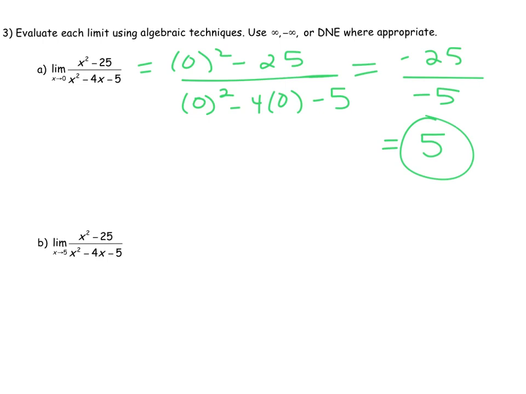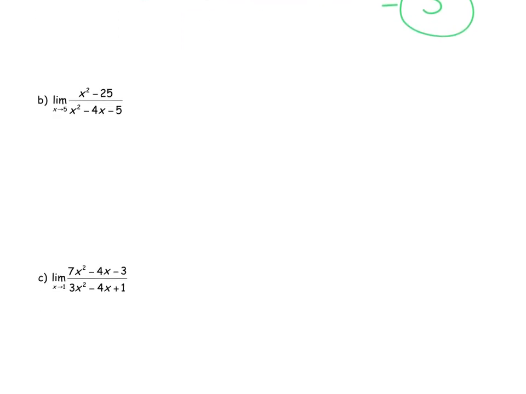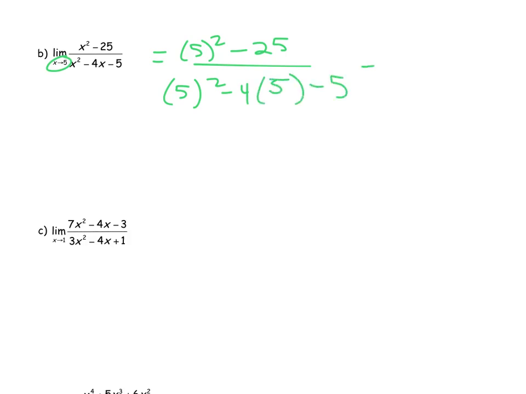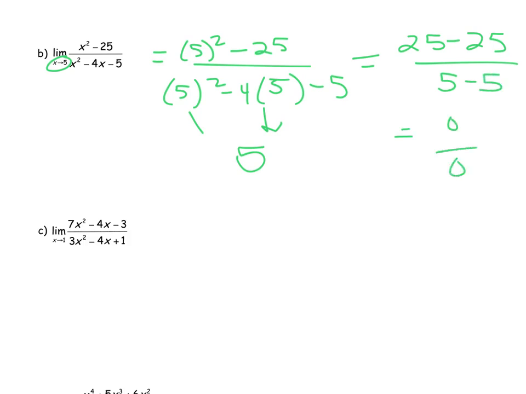Okay, let's try letter B. Again, I'm going to go with that direct substitution method. I've got a value to plug in, so let's see what happens. We'll have the limit as x approaches 5, and we're plugging in 5. So I'll have 5 squared minus 25 all over 5 squared minus 4 times 5 minus 5. I end up getting 25 minus 25 all over. This is 25, this is 20, so this is 5 minus 5, and oh, that's indeterminate form. So direct substitution didn't work for us. So this is not going to be our best method of choice.